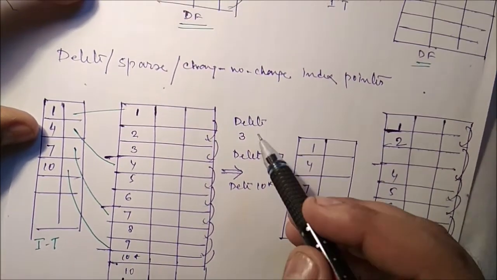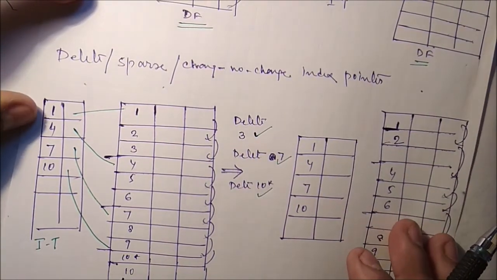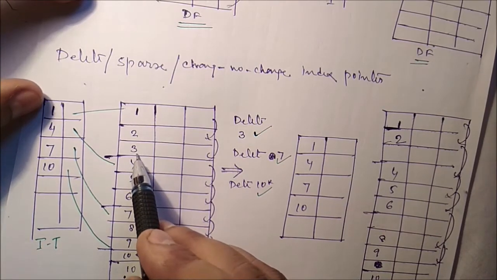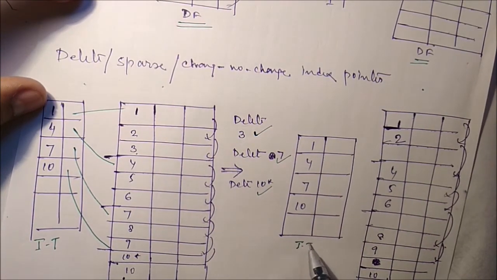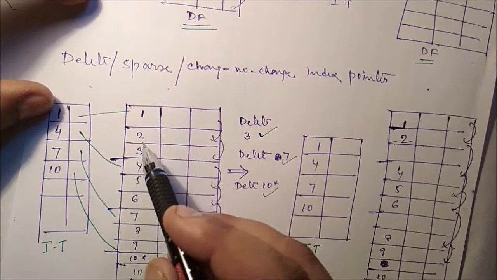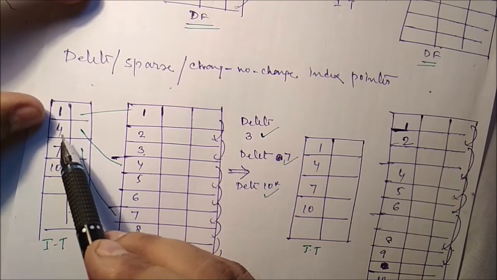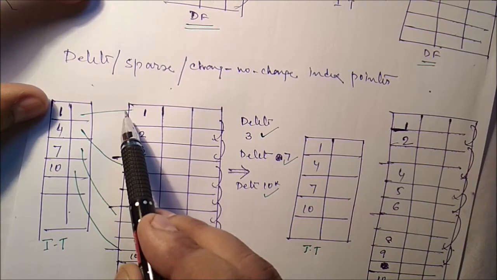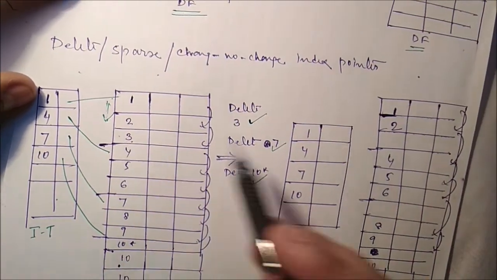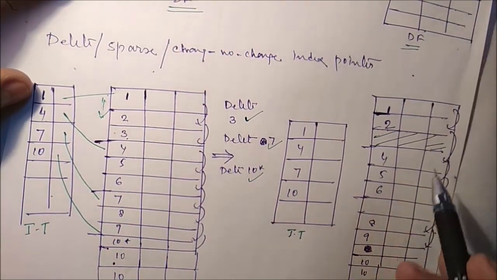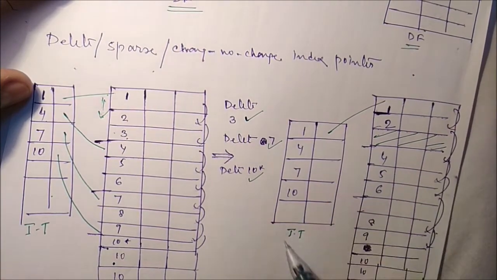Suppose you want to delete 3, 7 and 10. Now suppose we want to delete 3. We can see we should not change anything in the index table, because suppose we want to search whether 3 is there or not. 3 is more than 1 and less than 4, so we have to jump here and then search sequentially. But if you want to delete 3, definitely we can remove 3 from this data file, and there is no need to update the index table.